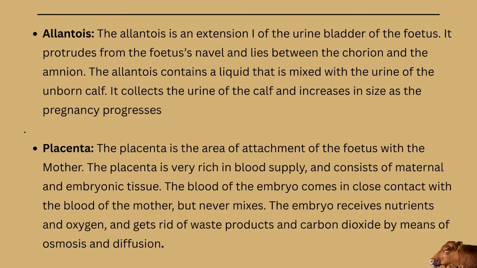Placenta. The placenta is the area of attachment of the fetus with the mother. The placenta is very rich in blood supply and consists of maternal and embryonic tissue. The blood of the embryo comes in close contact with the blood of the mother, but never mixes. The embryo receives nutrients and oxygen, and gets rid of waste products and carbon dioxide by means of osmosis and diffusion.